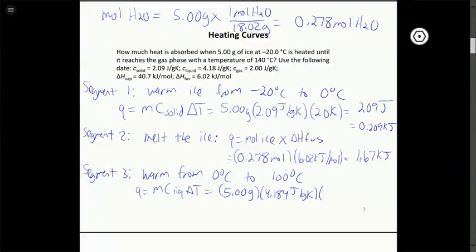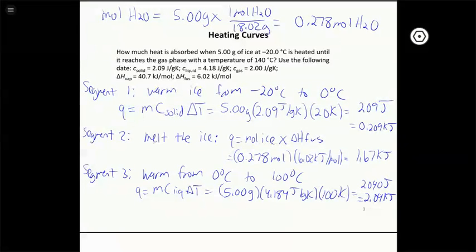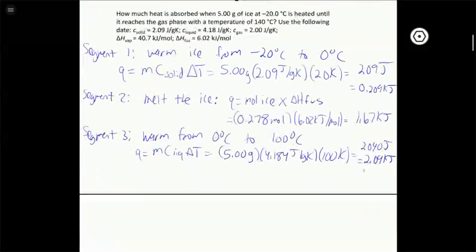And in this case, we're warming it by 100 degrees Celsius because we're going from 0 to 100. So it's a temperature change of 100 Celsius or Kelvin, however you want to think about that. So that's going to be 2,090 joules, which is 2.09 kilojoules. We'll keep them all in the same units. So remember, at the end, we're going to add all these together. So we're going to calculate the heat for each segment and then add them all together to get the total heat. They have to be in the same units, either joules or kilojoules.